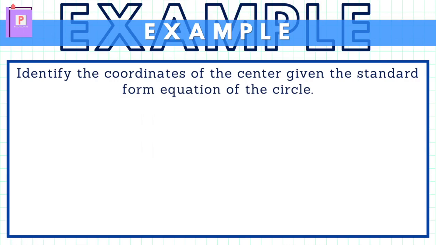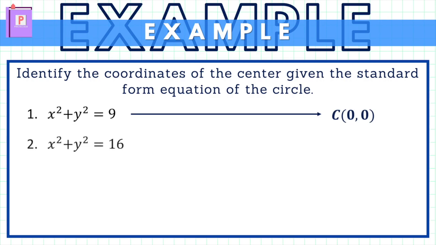So without any hints of what h and k may be, let us try these examples. We have x squared plus y squared is equal to 9. So of course, even though we don't see any h and k, we know that the coordinate of the center is 0, 0. As for this second equation, we have x squared plus y squared is equal to 16. If you've guessed 0, 0, then you are also correct.